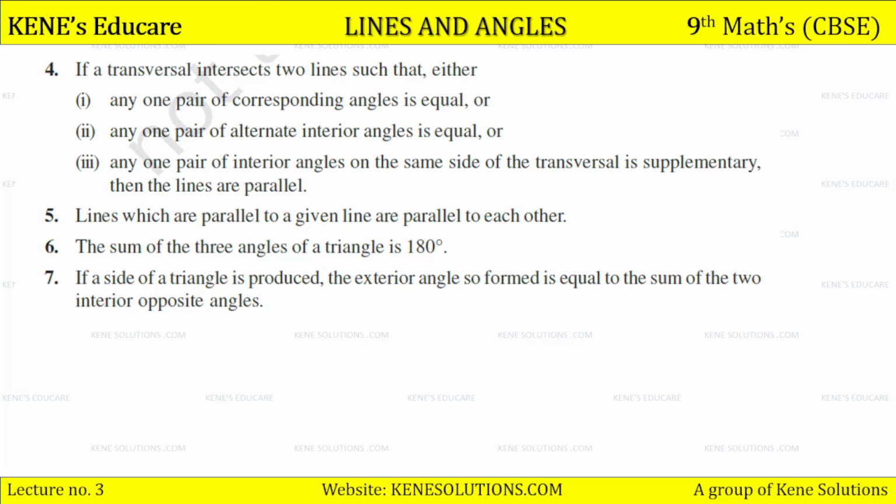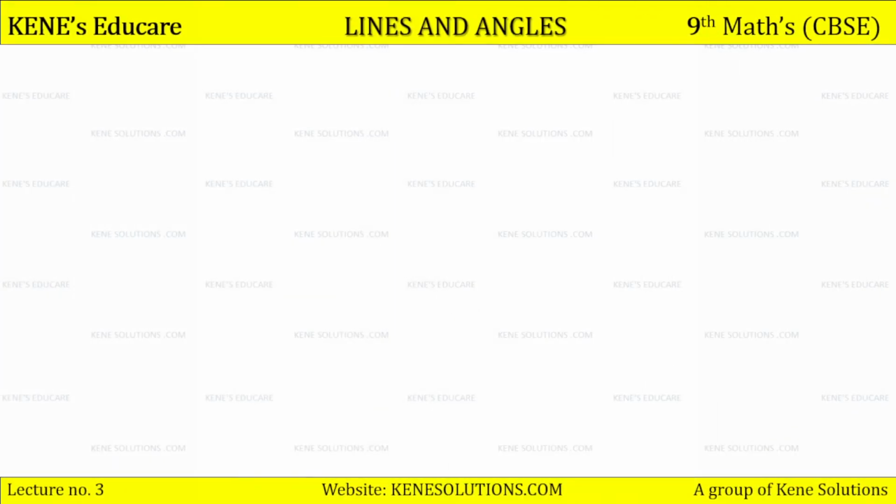If a transversal intersects two lines such that either any one pair of corresponding angles is equal, or any one pair of alternate interior angles is equal, or any one pair of interior angles on the same side of a transversal is supplementary, then the lines are parallel. Lines which are parallel to a given line are parallel to each other. The sum of the three angles of a triangle is 180 degree. If a side of a triangle is produced, the exterior angle so formed is equal to the sum of the two interior opposite angles.